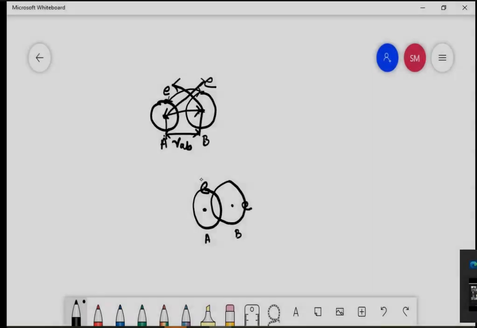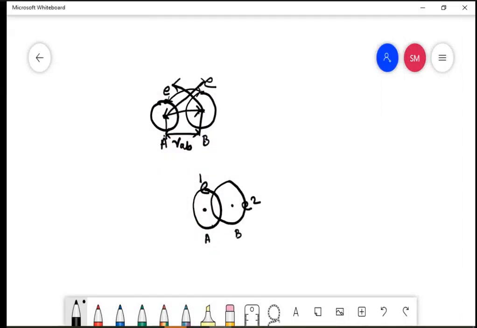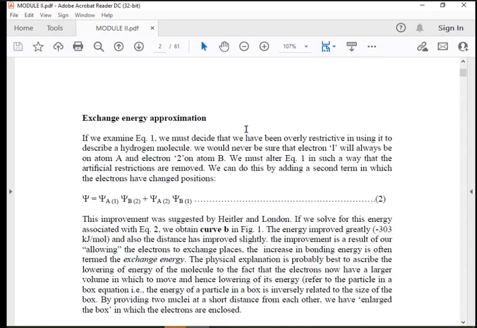That electron one will be confined within this A atom, and electron two will be confined in the B atom. It is not always the case. There may be a case where electron two is within the A atom, and electron one is within the B atom. That's why this is called the exchange of electrons between these two atoms. This is possible. That's why you have to modify this equation 1 in this way.